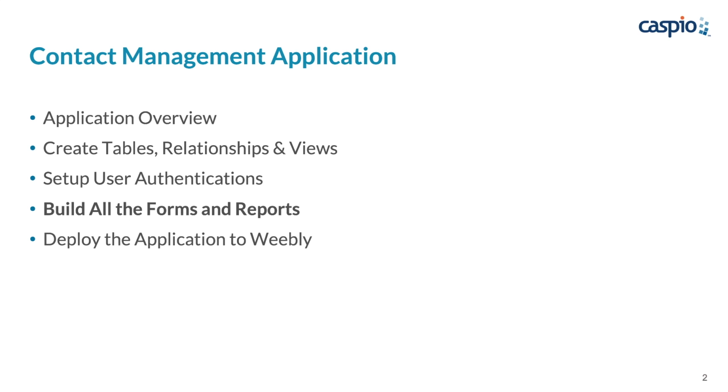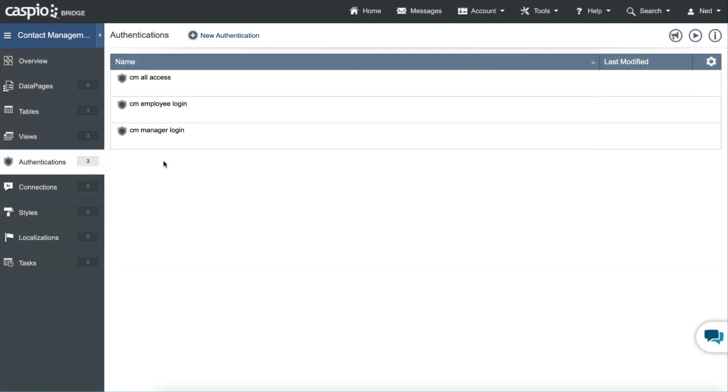Let's take a look. If you have been following along with all of the other videos from part 2 and part 3, by now you should know how to build all the tables that our application will need, how to create all the views to filter out the data, and also how to build the authentications, which is going to allow us to password protect our applications. What we need to do next is build out all the functionality in terms of all the forms and reports that our application will need. And to do that in Caspio, you need to go to Data Pages.